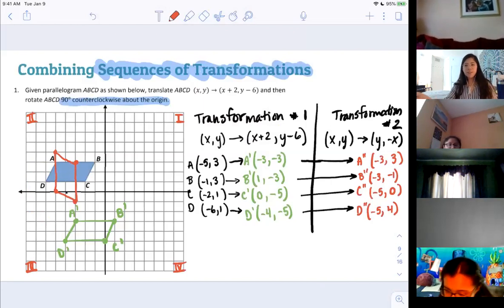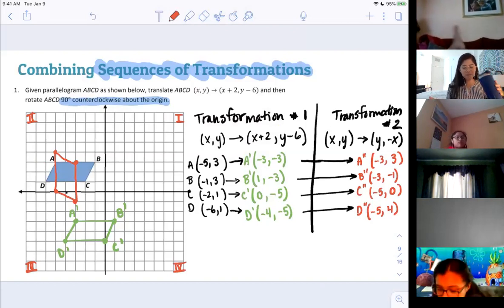Uh-oh. Did I just do a bunch of work for no reason? But is it counterclockwise? Yes, you did. Oh, it's -y. I'm so dumb. So we did the wrong rule.